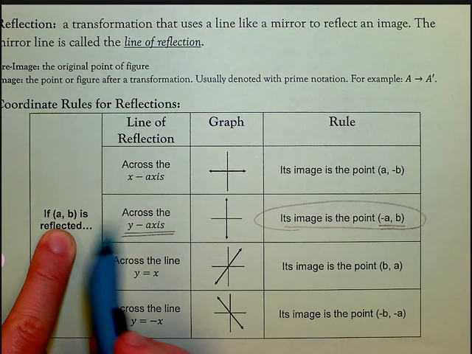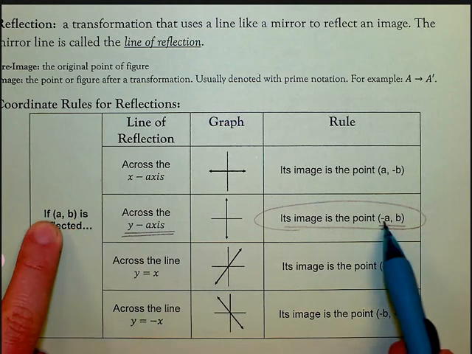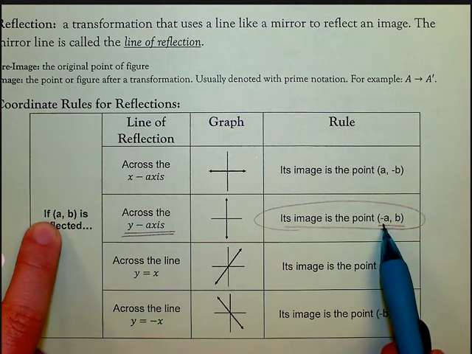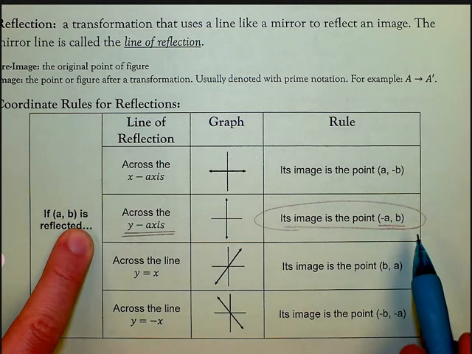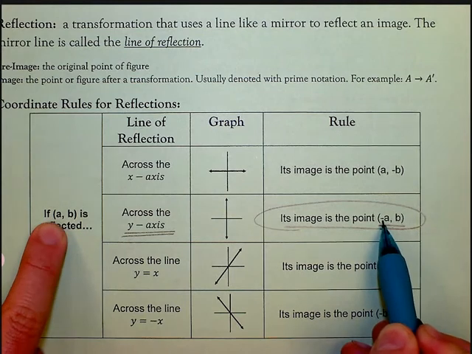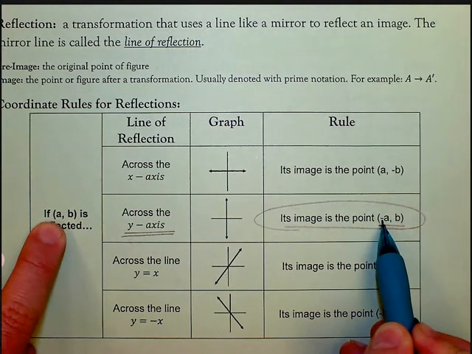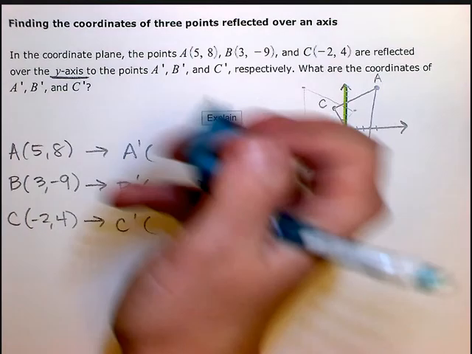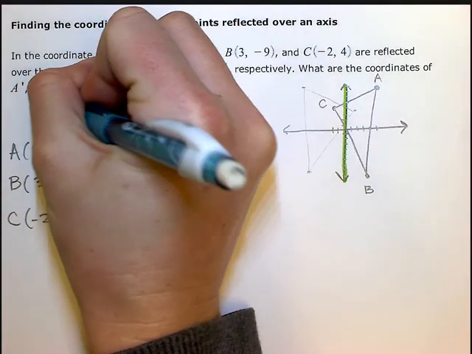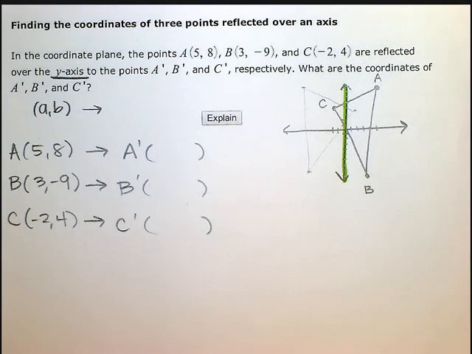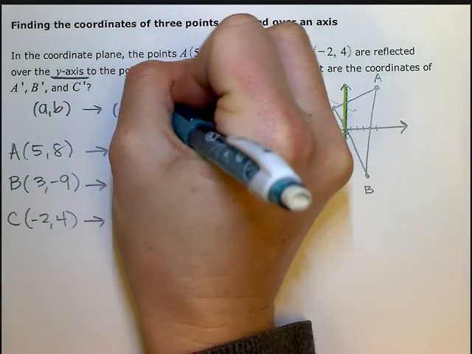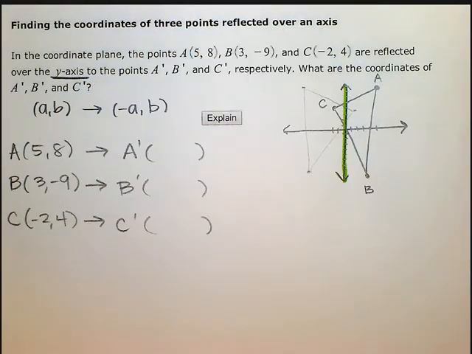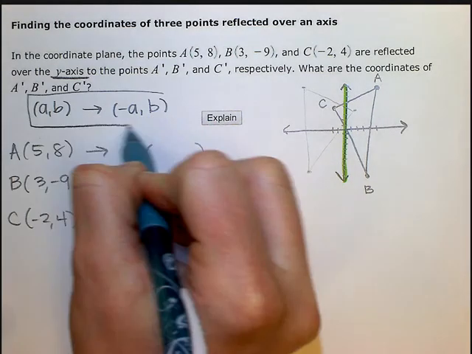I notice that my a and b don't switch positions. It's still a, it's still b. But what does change is this negative. So my x value is going to become negative and my y value is going to stay the same. So the rule, I'll just rewrite it over here: if we start with the point (a, b), it's going to become (-a, b). So using this rule right here, I'm going to fill out this chart.